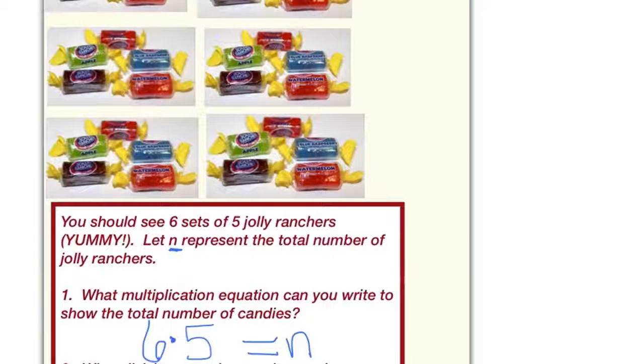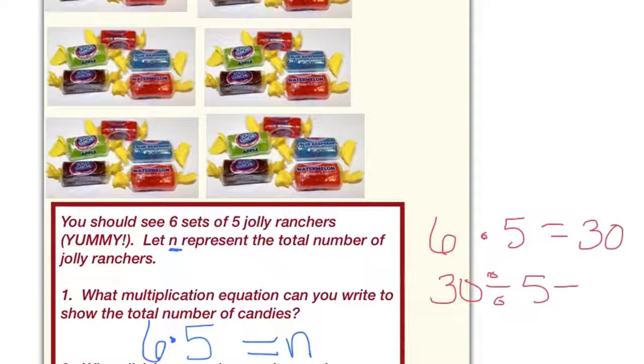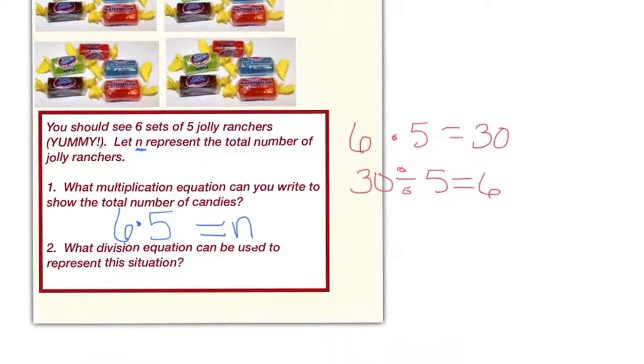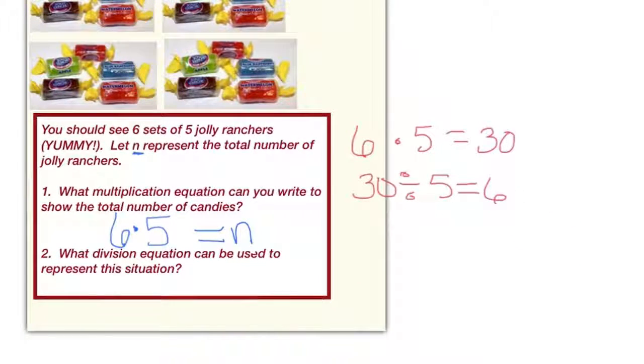Now, the next question is, what division equation can be used to represent this situation? Well, let's use an example that we can all handle. Let's say if we said 6 times 5 equals 30, you know that division is the opposite of multiplication, so we could say 30 divided by 5 equals 6. So let's use that same logic to try to figure out how we would rewrite this equation. 30 divided by 5 equals 6, so n divided by 5 must equal 6.